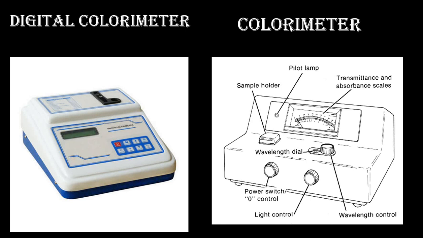The knobs are there, sample holder, that is for placing the cuvette or the cell into that. Then the power switch on, switch off is shown. Transmission and absorption scale is there. Light control, wavelength control, these are all buttons for controlling the colorimeter manually. Whereas in case of digital colorimeter, the sample is placed and we can read out the percentage transmission or absorbance.